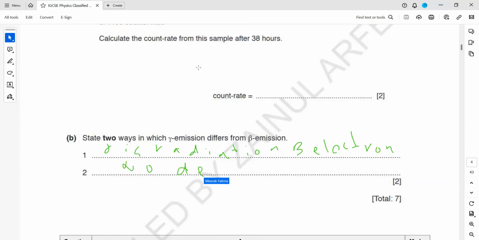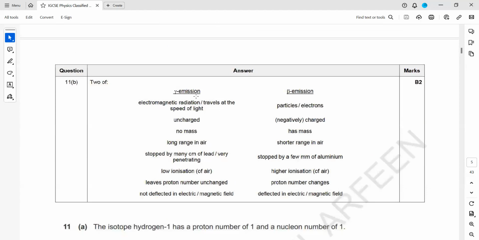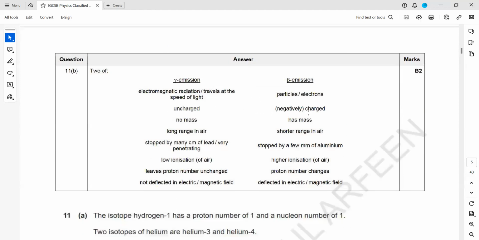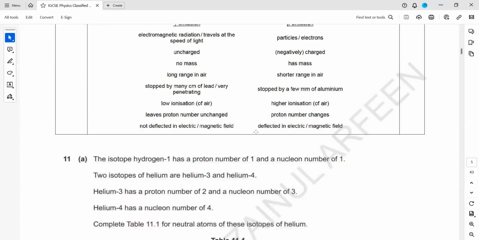You can compare their ionizations as well. Beta can cause a greater ionization than gamma. Or gamma is not deflected by electric or magnetic field. Beta can be. As this is an open response question, multiple answers are possible. As you can see here, the comparison between them in the marking scheme: radiation, charge, mass, range, how it can be stopped, ionization power, and deflection in electric and magnetic field.